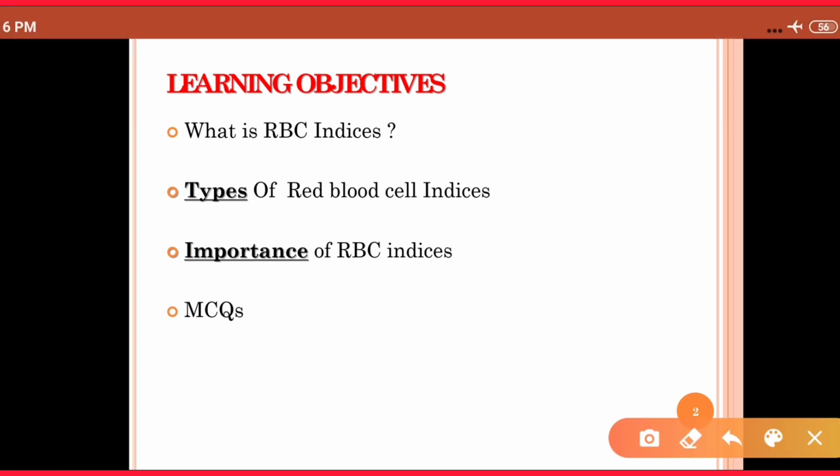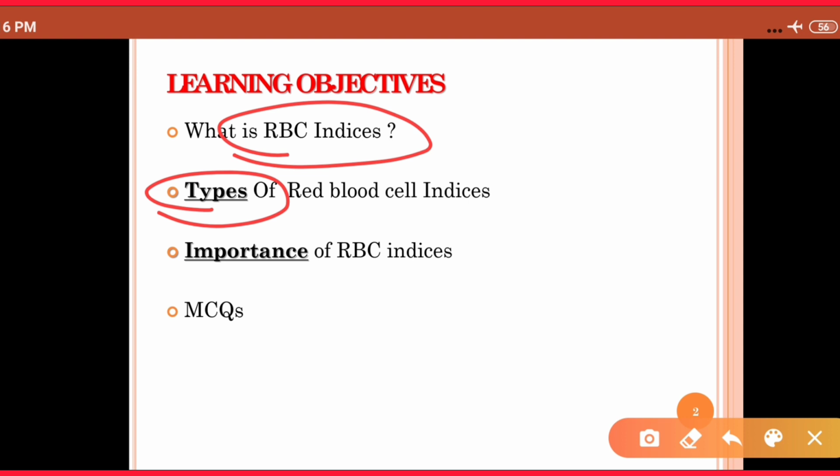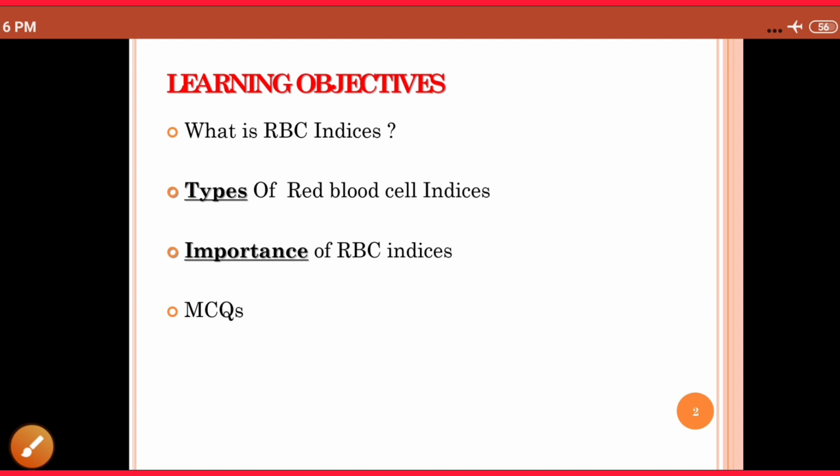So guys, our learning objective is to understand what is RBC indices. Then you need to understand the types of RBC indices, which are the different RBC indices. Then you need to understand the importance of learning such red blood cell indices. And finally, we will see the MCQs.